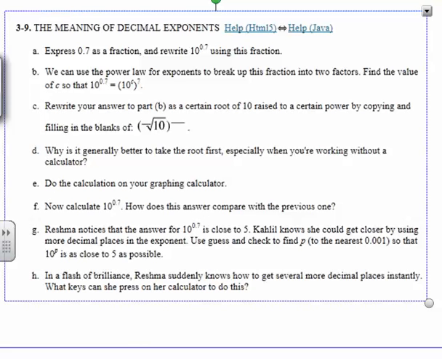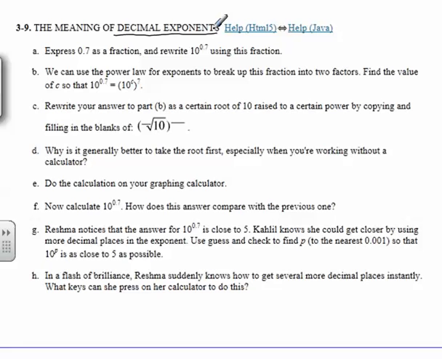Okay. Number 9, the meaning of decimal exponents. Well, what we know about decimals is that decimals can all be rewritten as fractions. So part A, express 0.7 as a fraction and rewrite this using a fraction. Well, 0.7 is equivalent to 7/10. If you use the formal way of naming decimals, this is the tenths place, so we have 7/10, and the fraction is 7/10. So this is 10 to the power of 7/10.